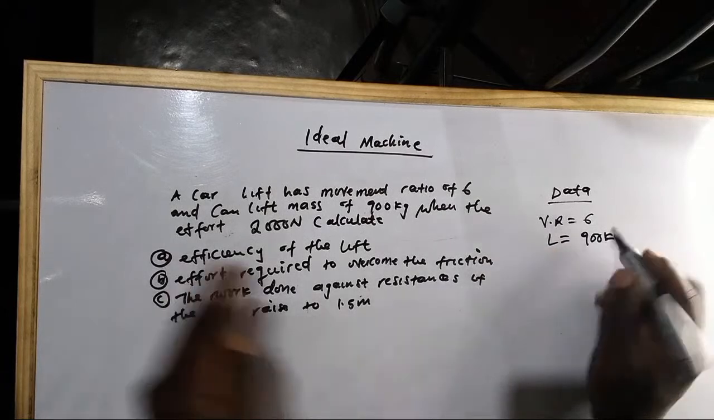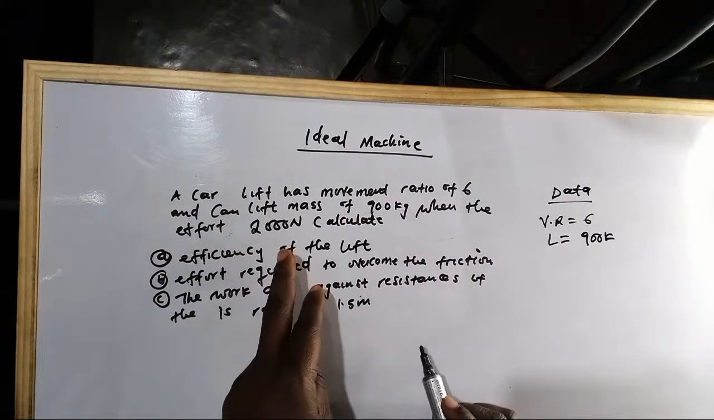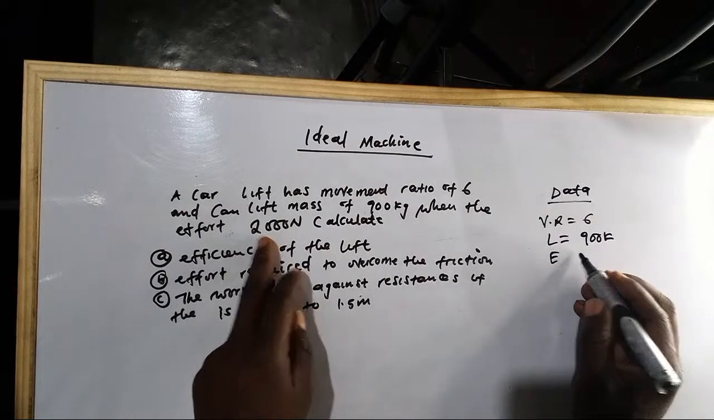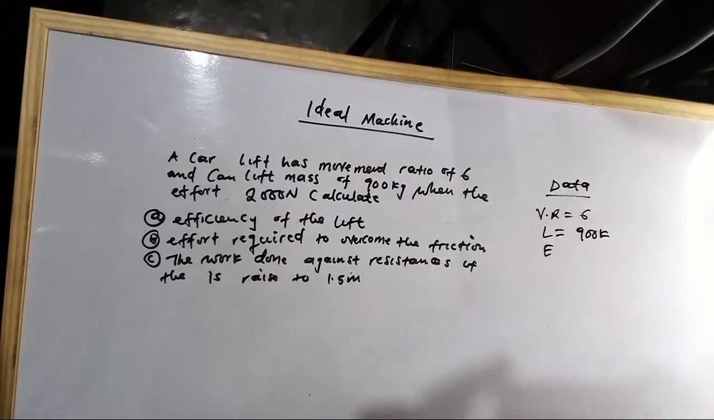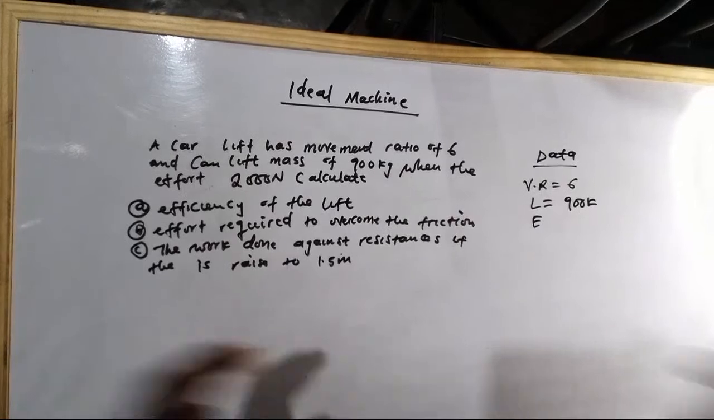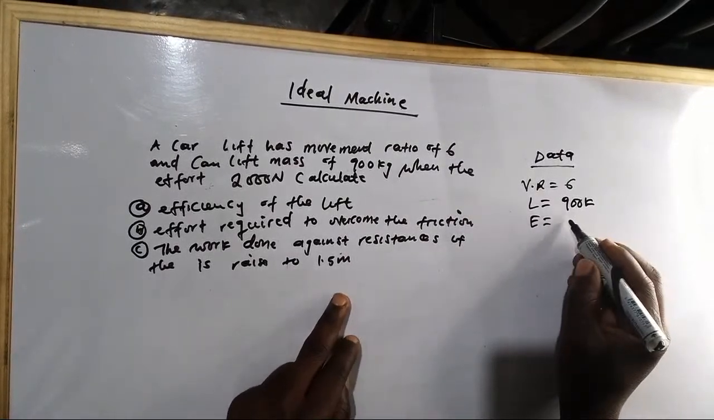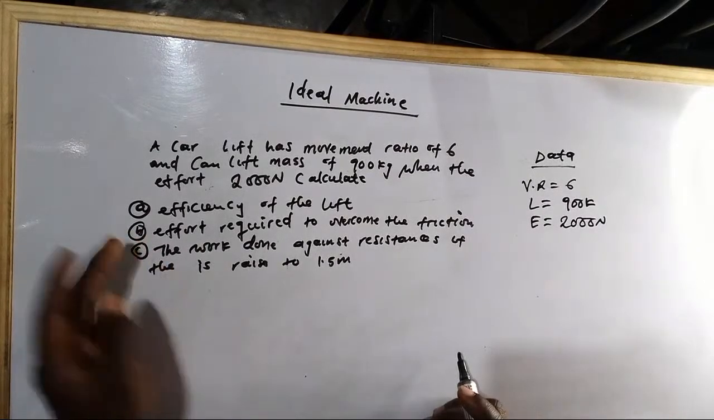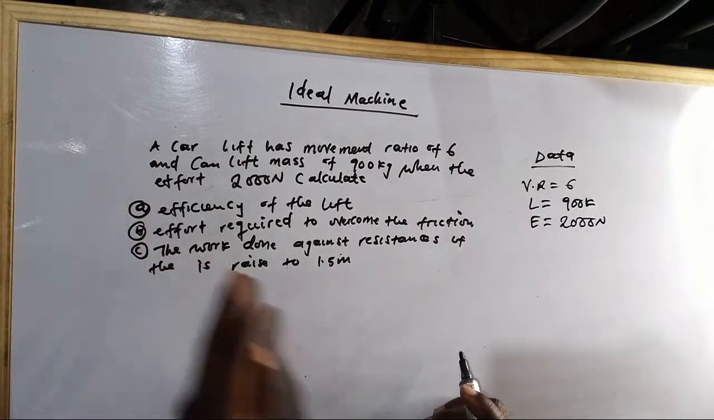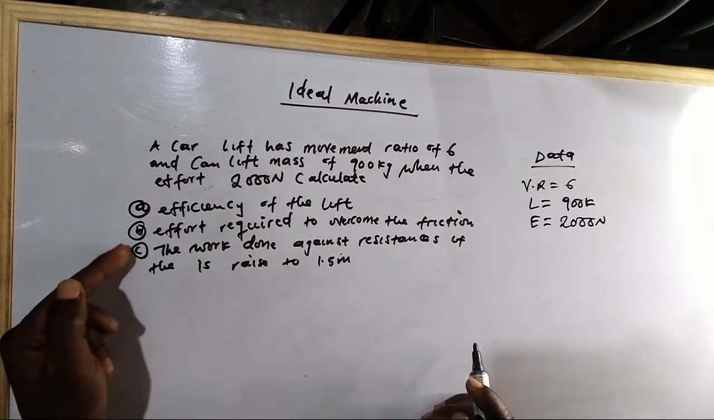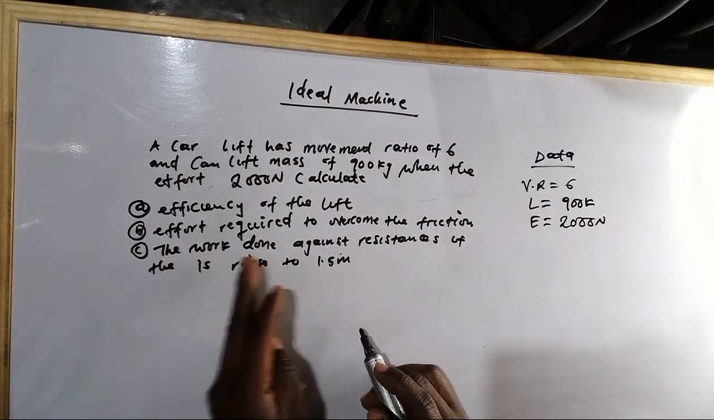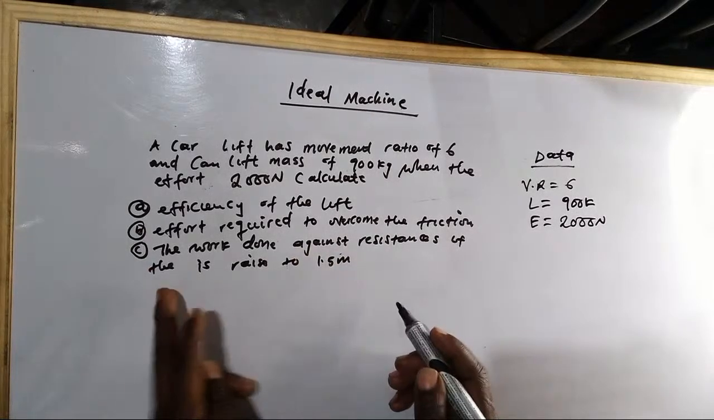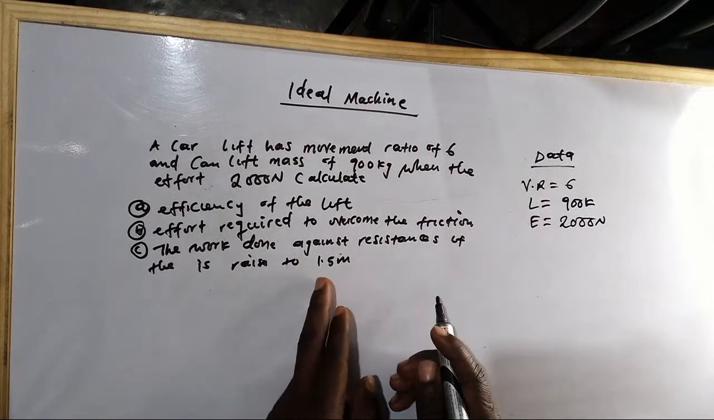900 kg, when the effort, we are going to denote effort by E, which is 2000 Newton. And from this question, for A, we are told to calculate the efficiency of the lift. B, the effort required to overcome the friction. Then C, the work done against resistance if it is raised to 1.5 meters.